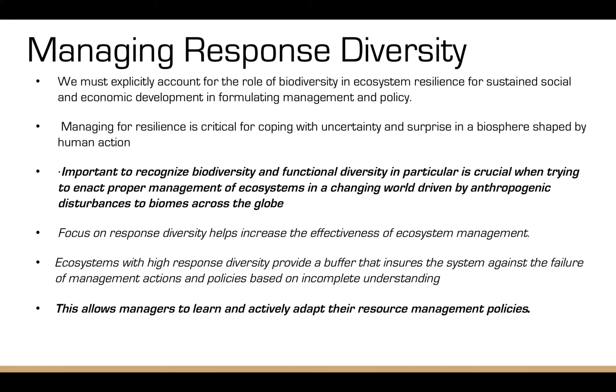So the author ultimately emphasizes that focusing on response diversity helps increase the effectiveness of ecosystem management. Ecosystems with high response diversity, remember, provide a buffer that insures the system against the failure of management actions and policies based on incomplete understanding. And so this allows for managers to learn and actively adapt their resource management policies.